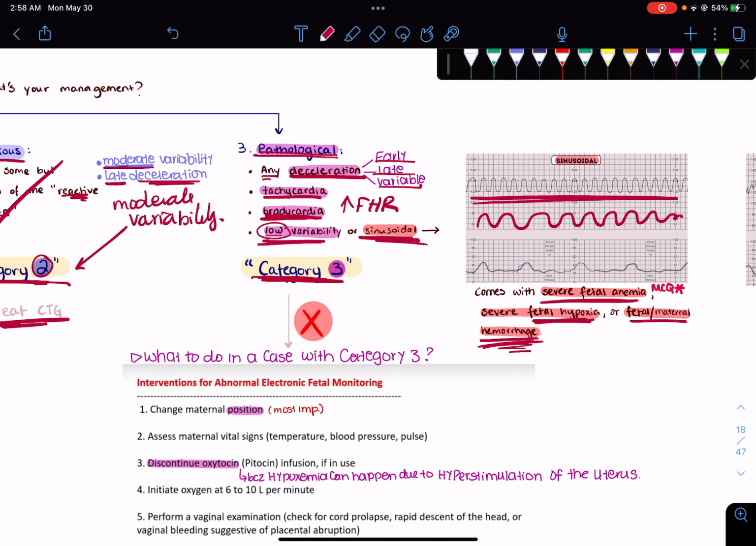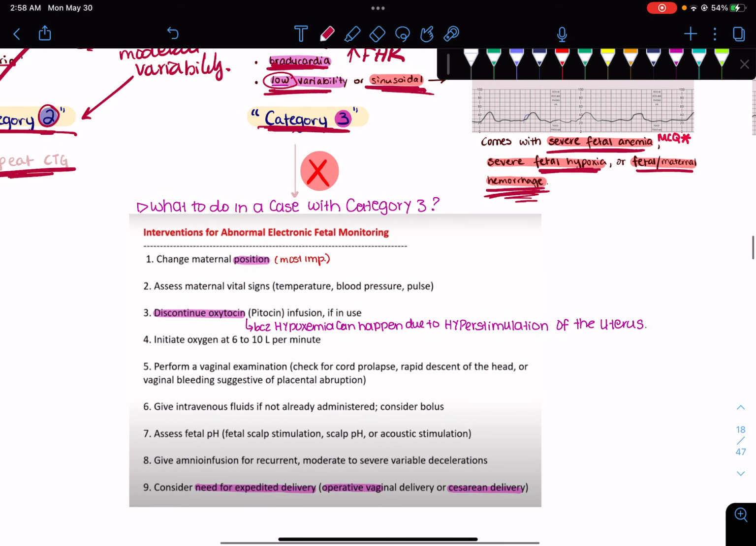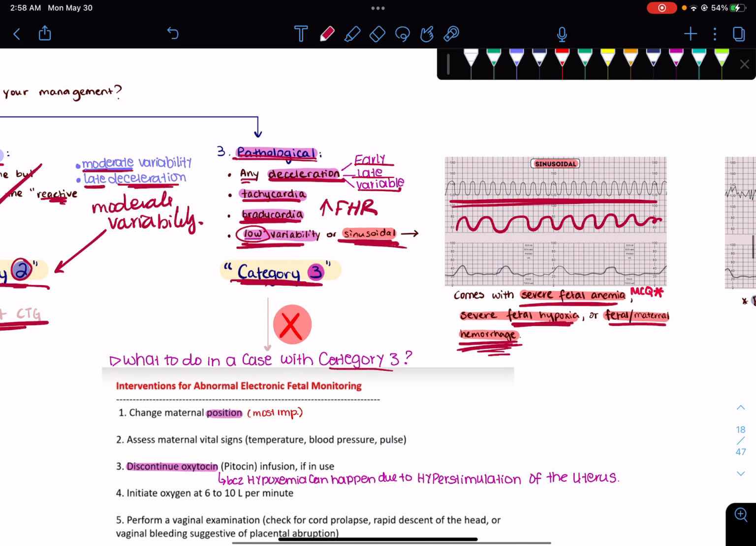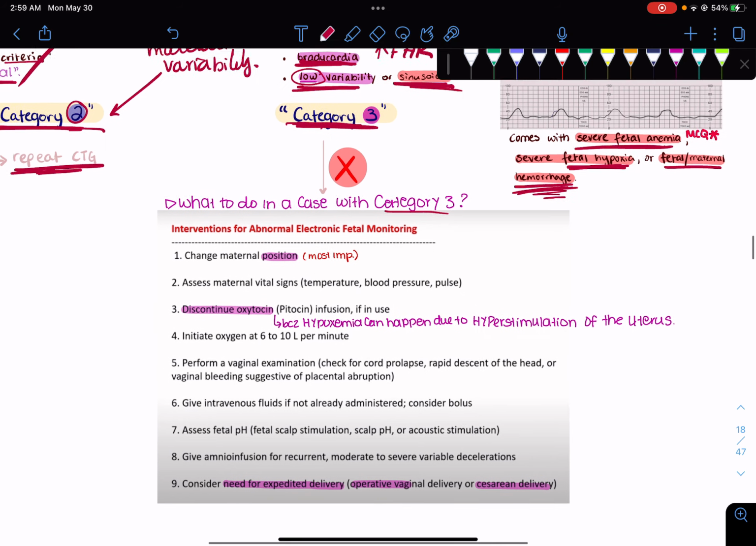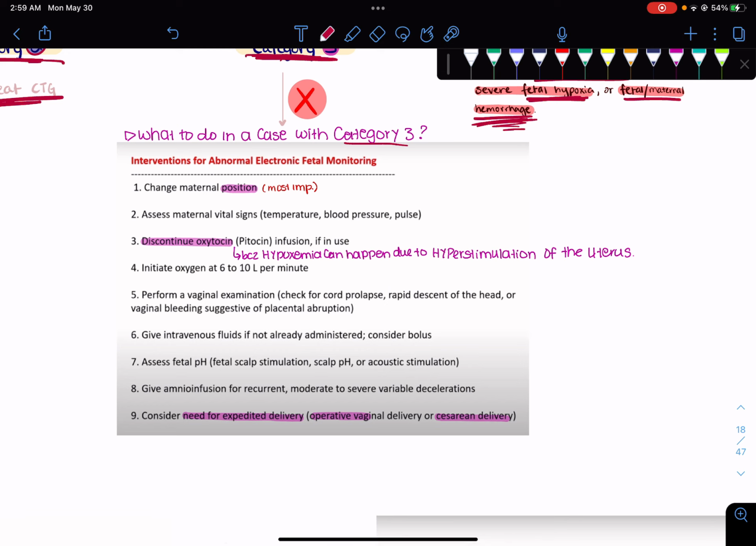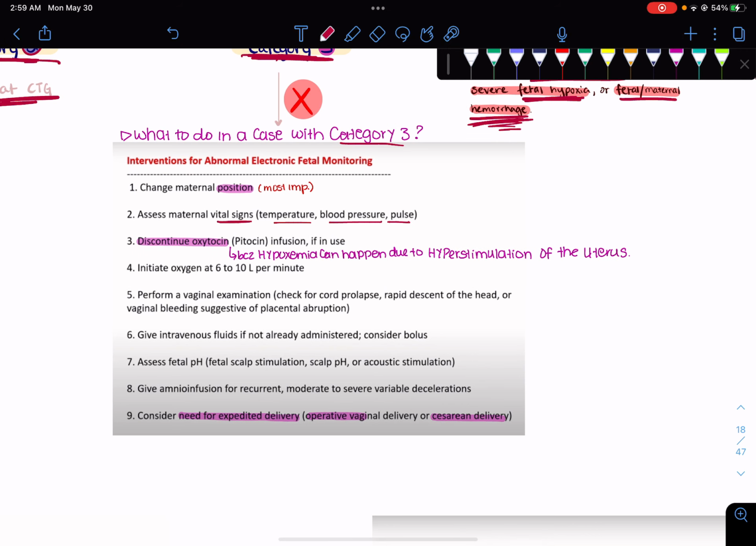هي this one. Okay. طيب, so what to do in a case with category 3, which is ترى the most common case that's going to come in the ASCII، يعني دايما they bring it. So what to do لو سألتك the doctor, what is your management? You either change the maternal position, most importantly, and you want to assess the maternal vitals, her temperature, her blood pressure, or the pulse, because she could be in distress.